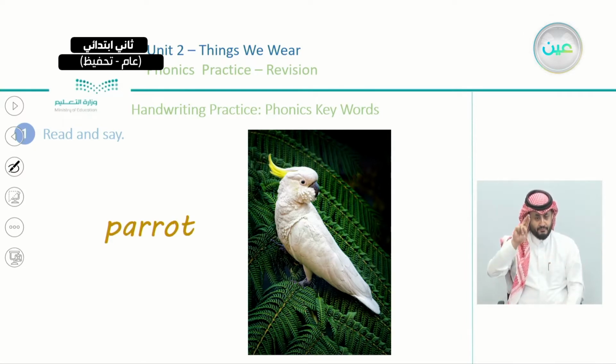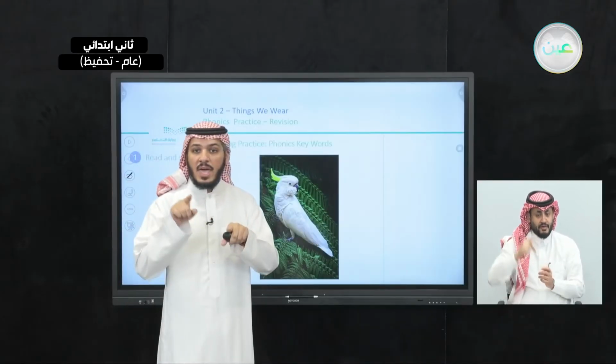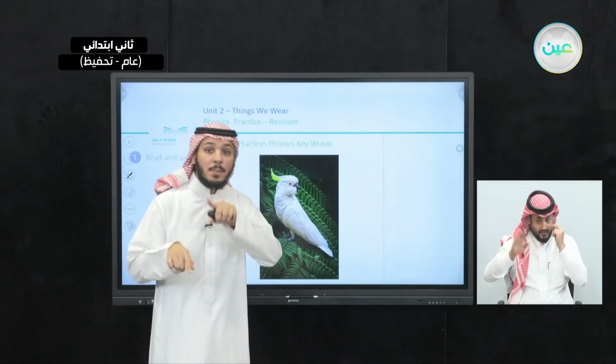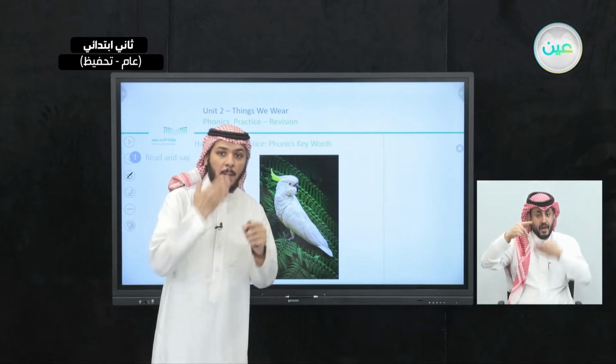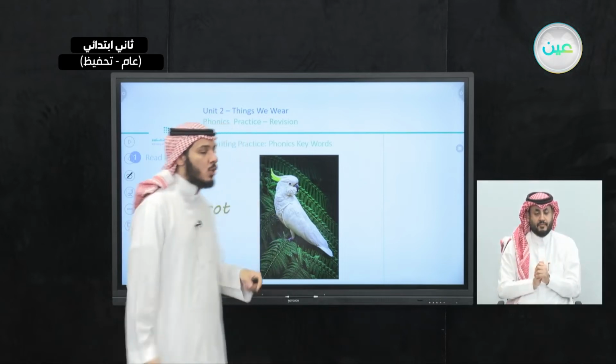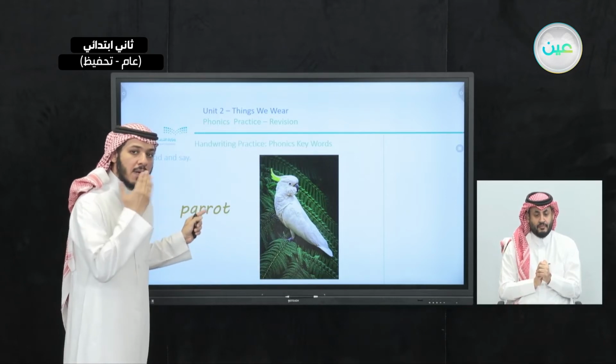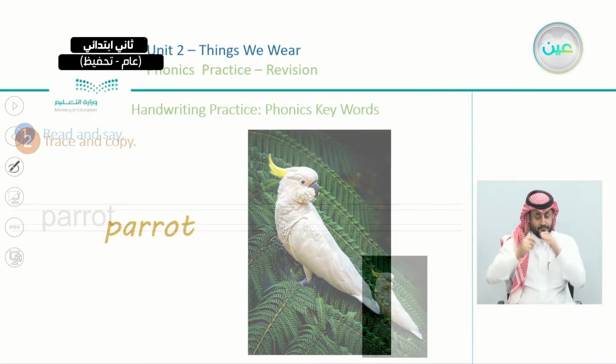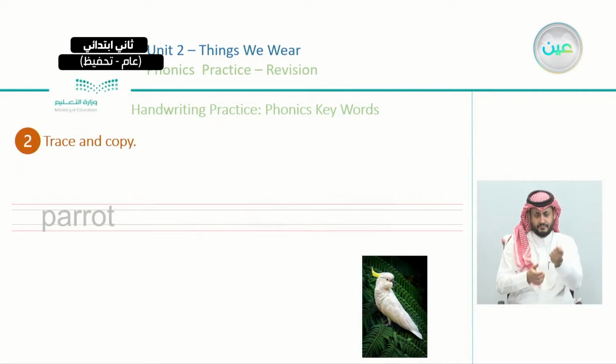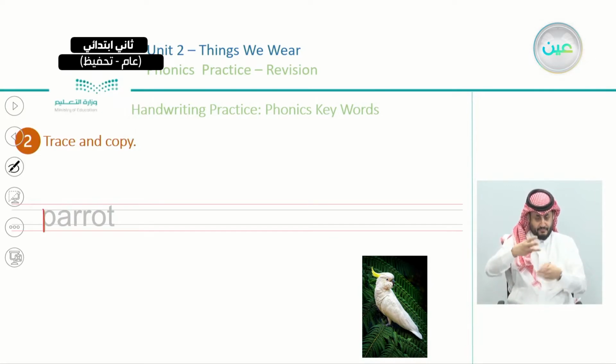Parrot. The letter P here is different from B. We have B and we have P. This is P. So we have parrot. Excellent. Now let's trace the word parrot. Starting from the letter P, from line number 2 up to line number 4. P, A, double R, O, then T.